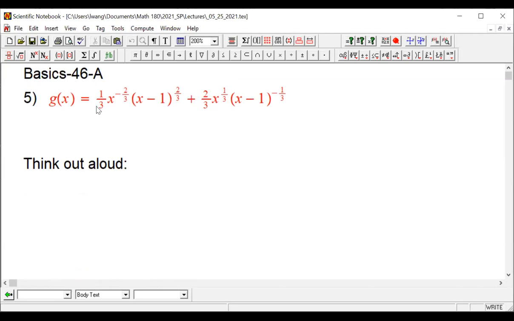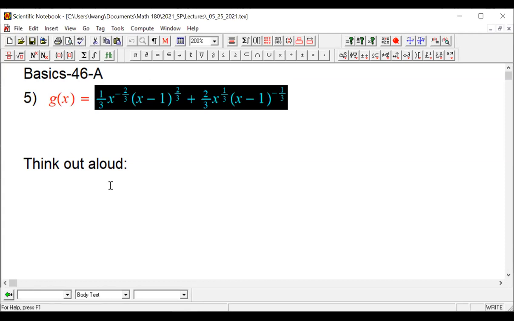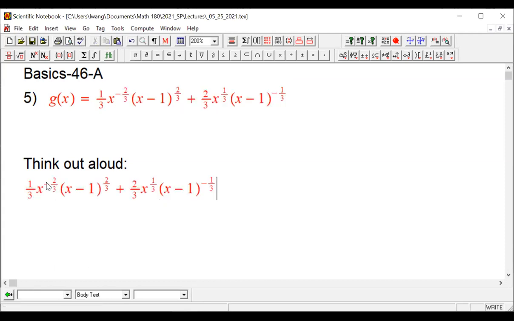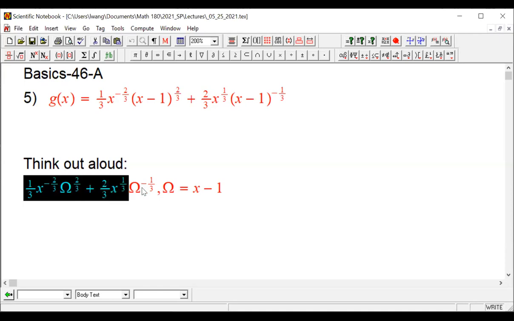Right? So how do we simplify this guy? So here's the x. I'm going to imagine this is just an omega. That's omega. So my omega is x minus 1. And then how do I reduce this form? Well, one of the things I can do is take out the denominator 3.